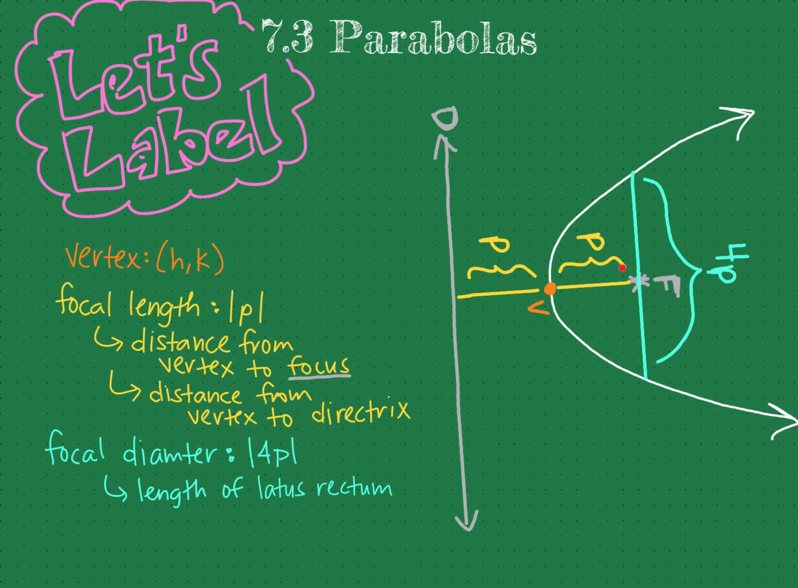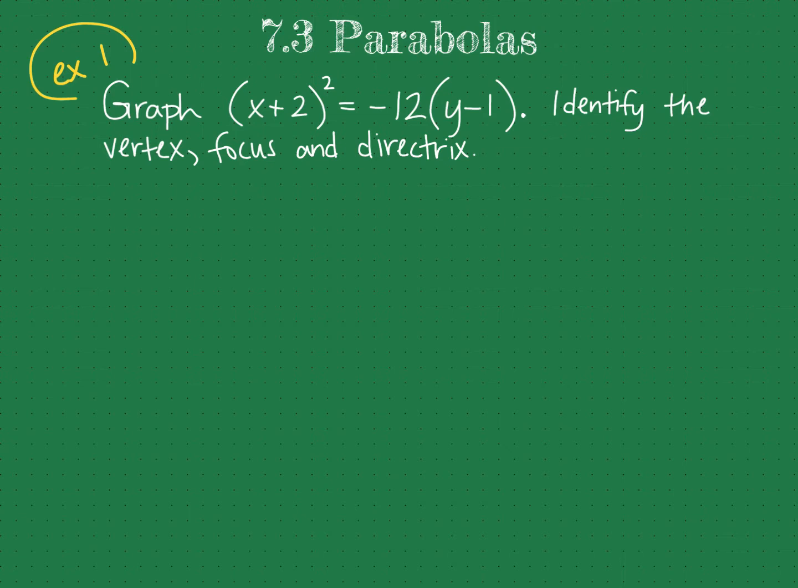Our focal length, P, is still the same: the length from vertex to directrix and the length from vertex to focus. They're the same length, as well as the focal diameter, which tells us the width of our parabola passing through the focus. This line segment right here, again, is called the latus rectum. Understanding how to find the vertex, the coordinates of the focus, and the equation of the directrix will allow us to sketch our parabola. Here in example 1, we see that we have the equation of a parabola.